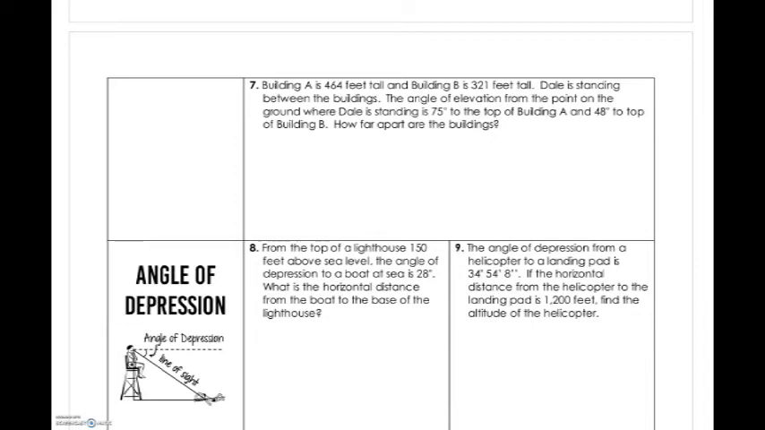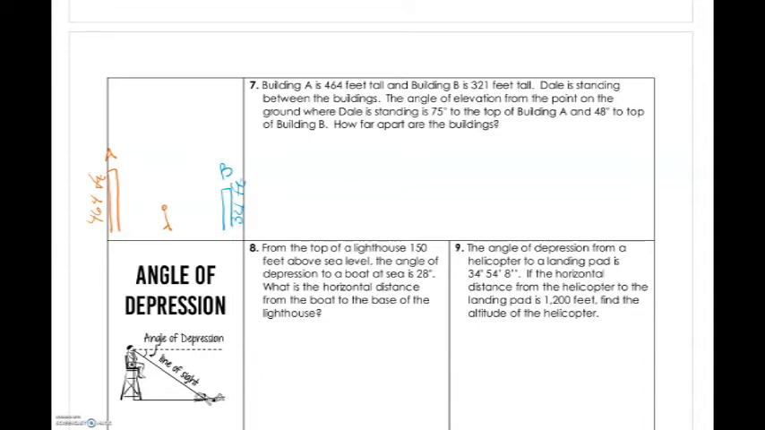So let's imagine that over here on this side, we've got a tall building, okay? And then we've got this little man standing in the middle. And on this side, building A, we know the height is 464 feet. On the other side, I've got building B, which is a little bit shorter. This is building B, and it's 321 feet, okay?